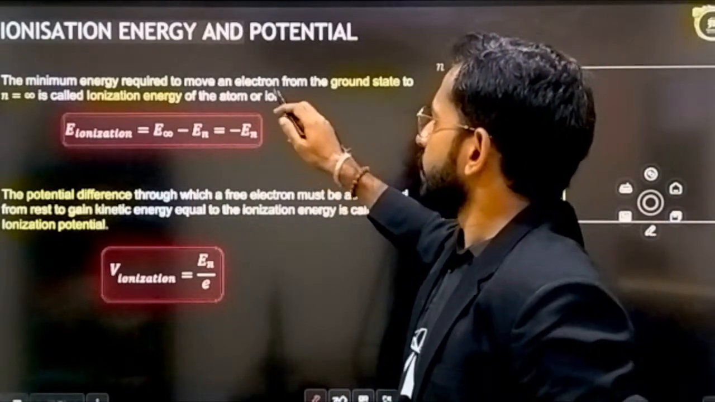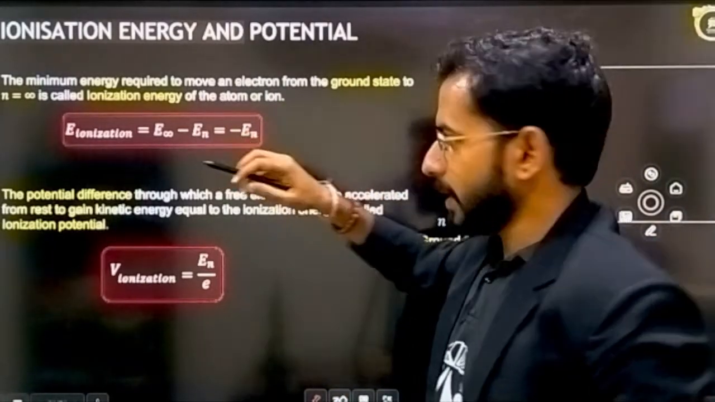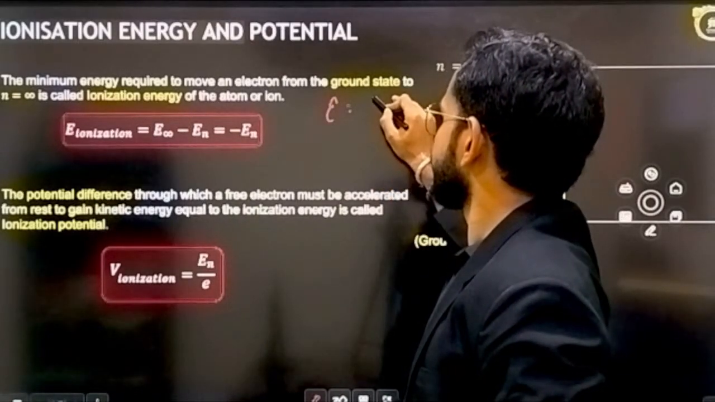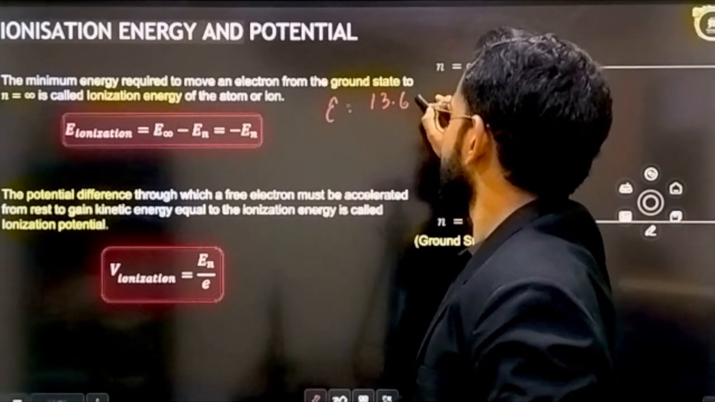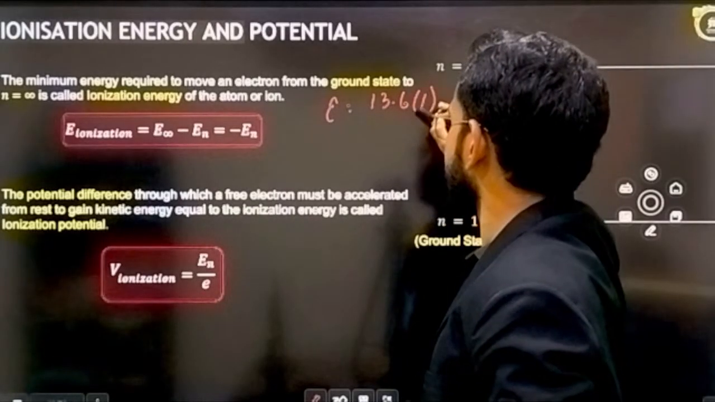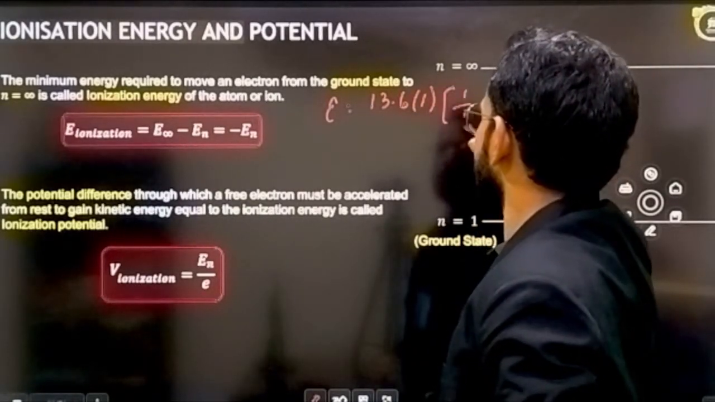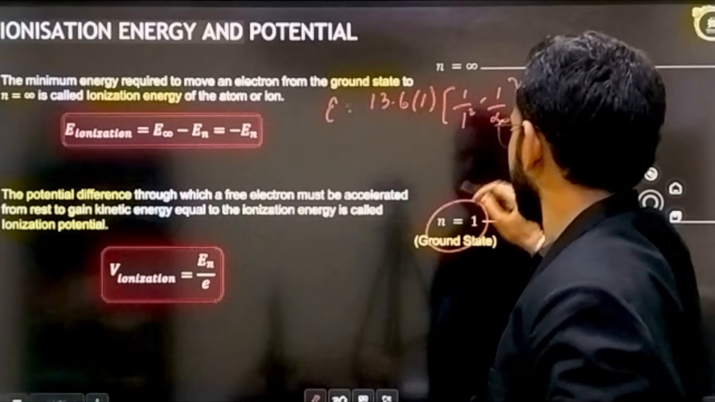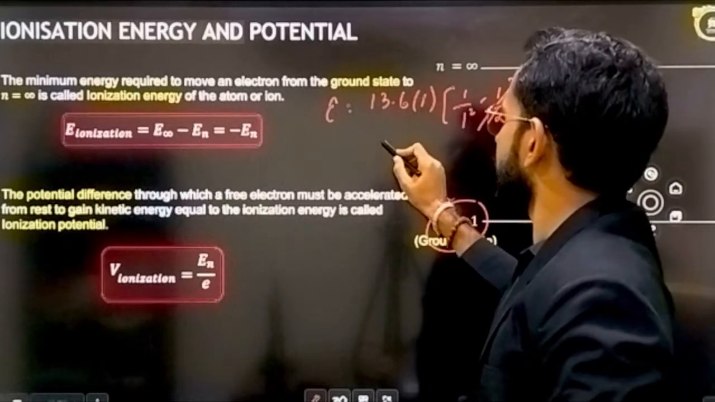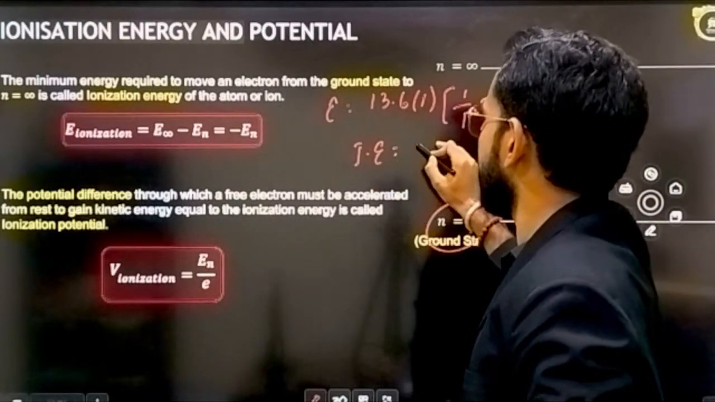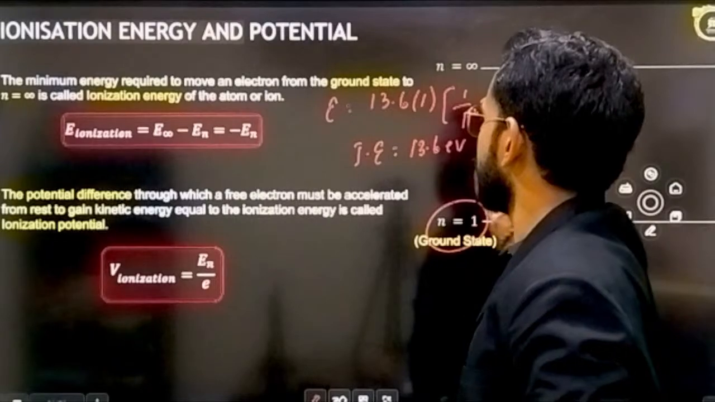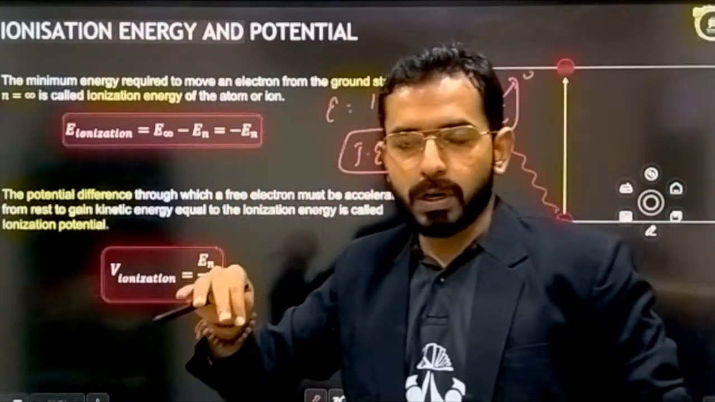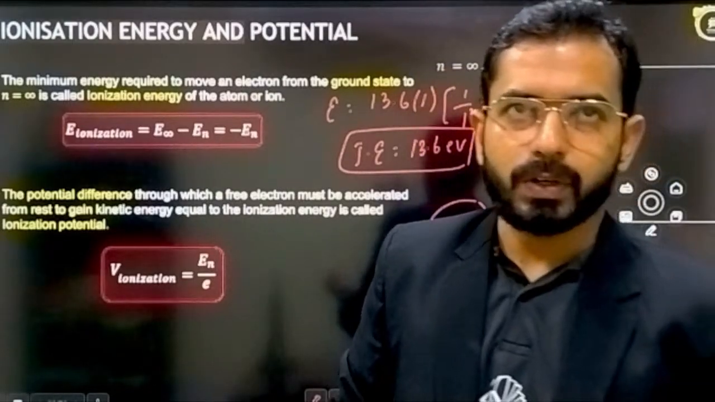The minimum energy required to move an electron from the ground state to n equal to infinite is called ionization energy. For example, energy is written as 13.6 Z square times (1 by 1 square minus 1 by infinity square), because the start is always from 1 to infinity. That term becomes 0. That means the ionization energy for a hydrogen-like atom will be 13.6 electron volt. For a helium atom, Z square becomes 4, so just multiply 13.6 by 4 and you will have the answer.